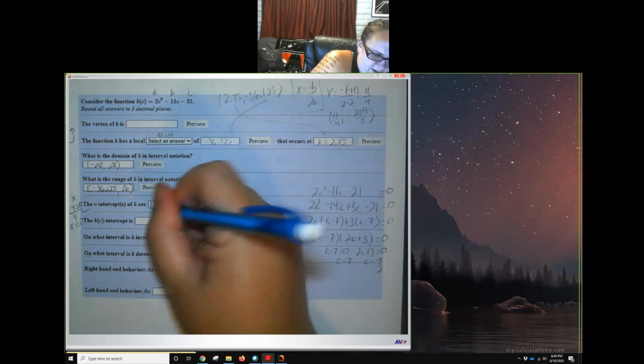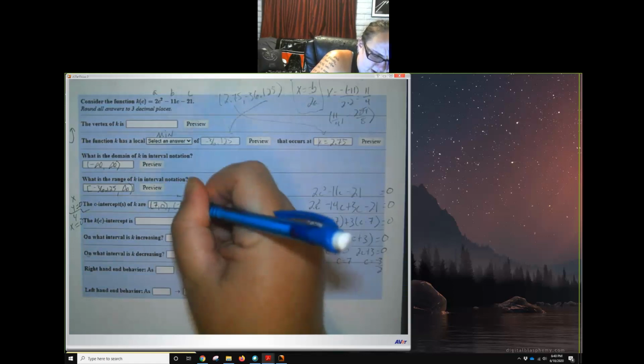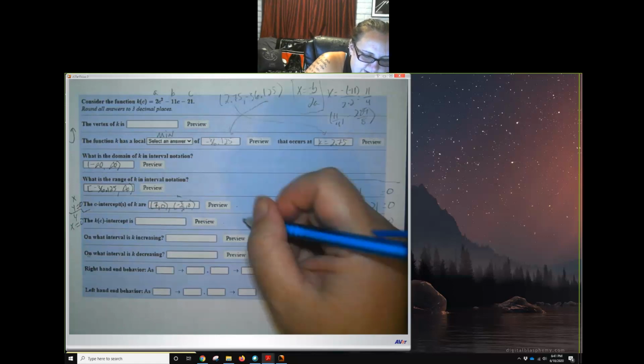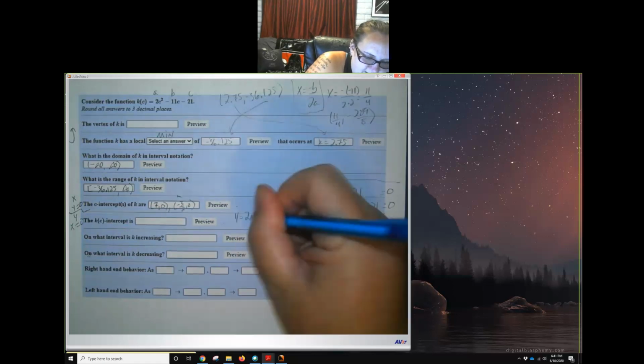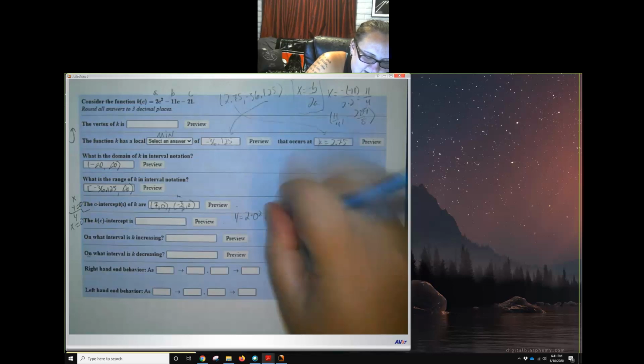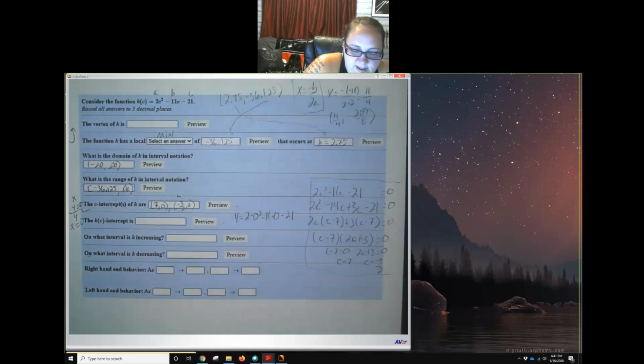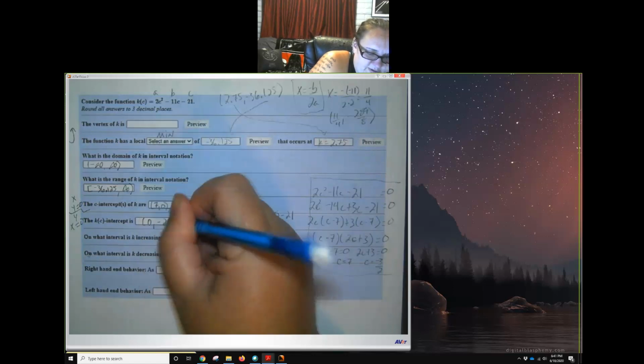So 7, 0, negative 3/2, 0. And so then to find the y-intercept, I set x equal to 0. So y equals 2 times 0 squared minus 11 times 0 minus 21. But that's 0 and that's 0. So my y-intercept is at negative 21.